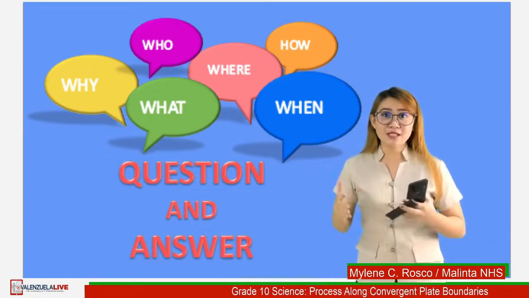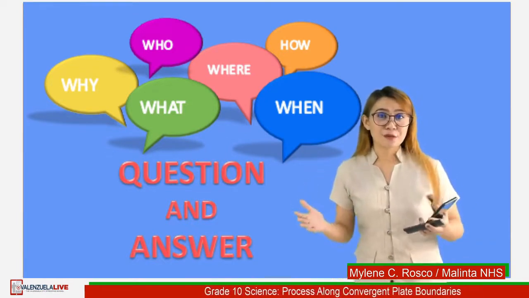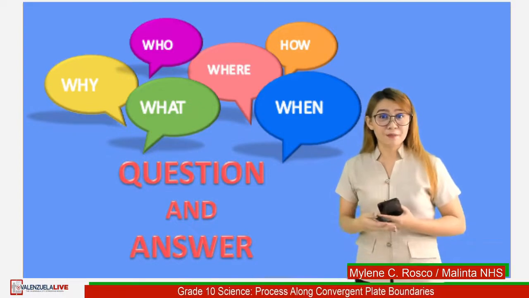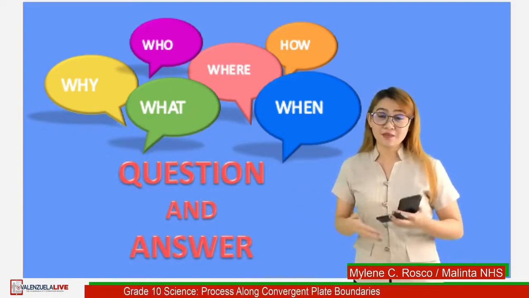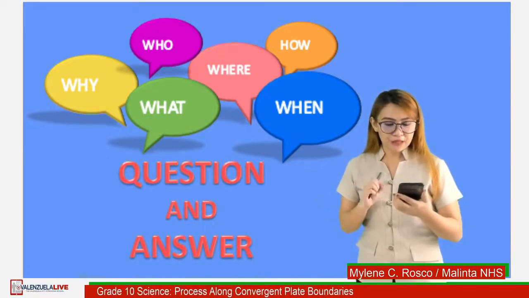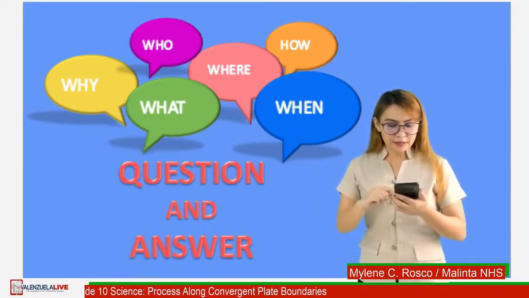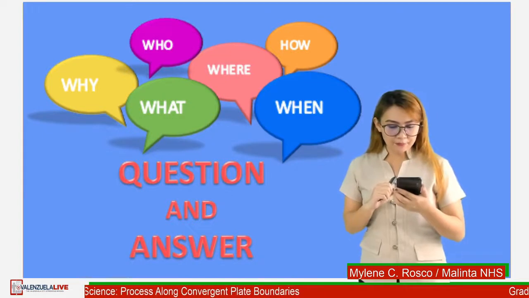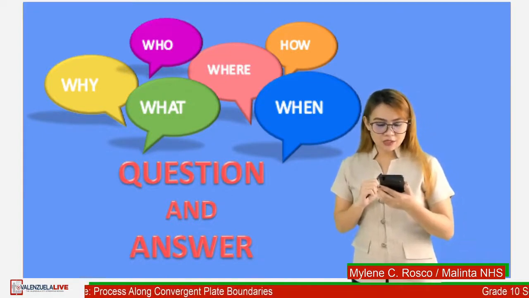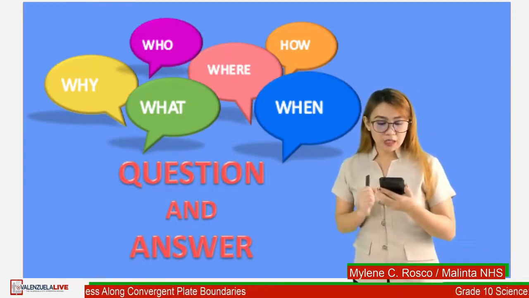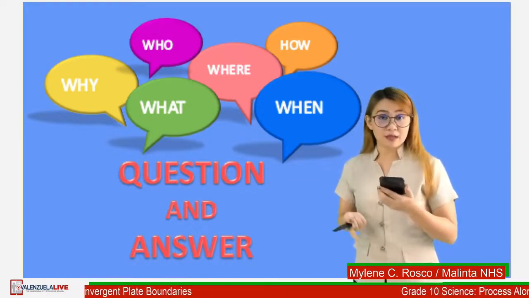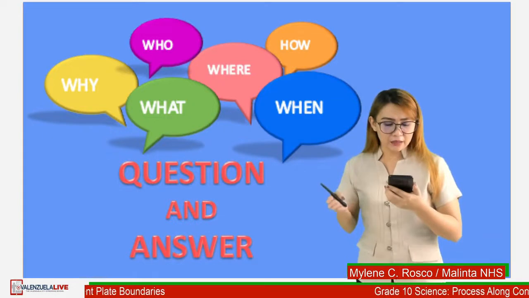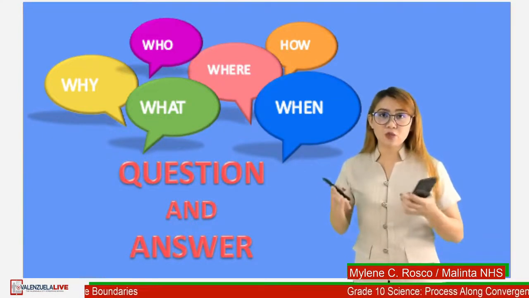Okay, so if there are mountain ranges, therefore there is also collision of continental plates in the country, in the Philippines. Okay, so let's have the third and the last question. Third question. How strong will an earthquake be if the big one strikes?